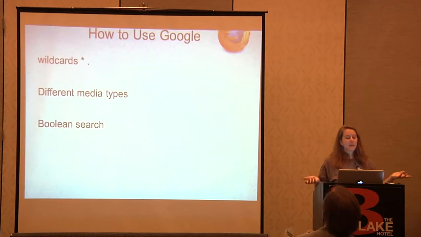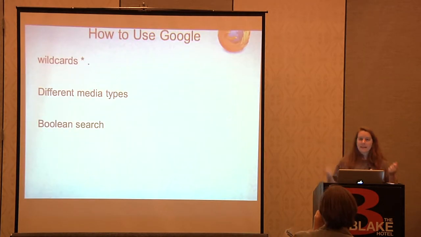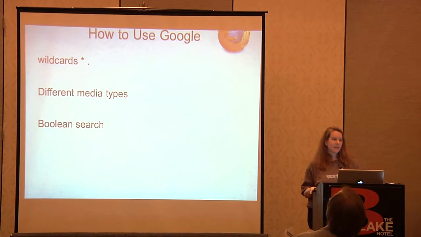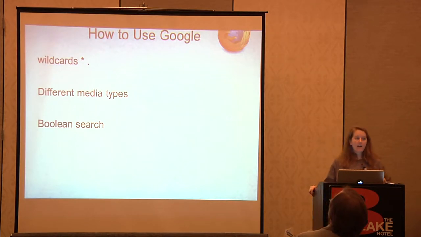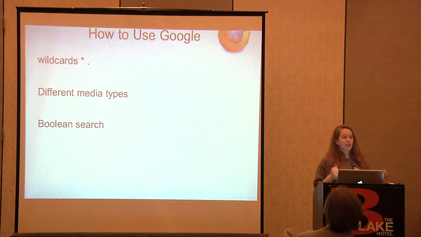What else can you do? So how to use Google? I'm going to go through this a little fast, because I'm pretty sure you guys probably know this stuff. Wildcards are star and dot. You might not have known wildcards. So if you want something like secure versus security, you can type S-E-C-U-R star, and that will fill in the rest for you. Although Google is pretty good.